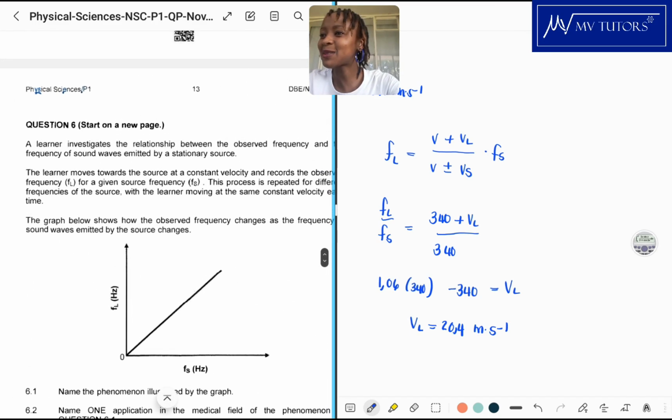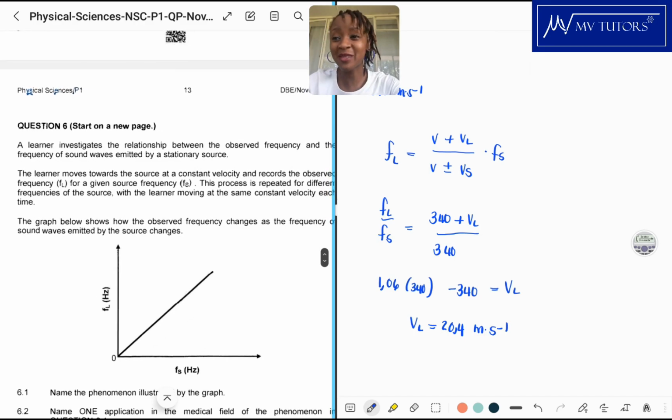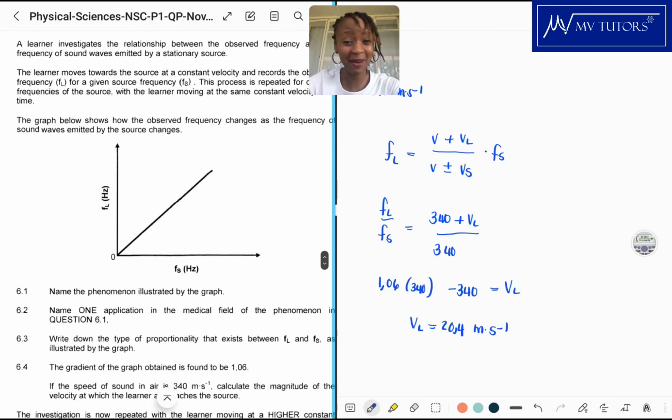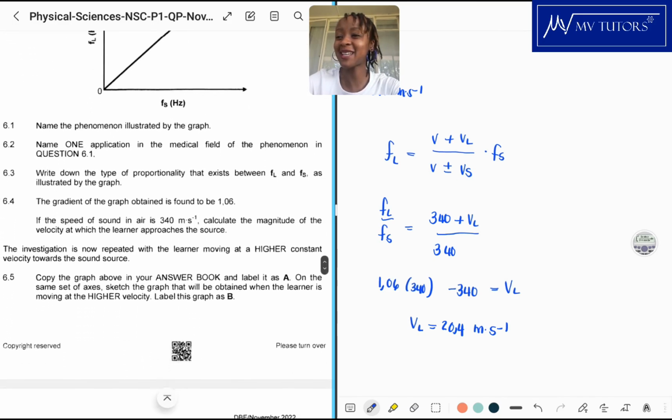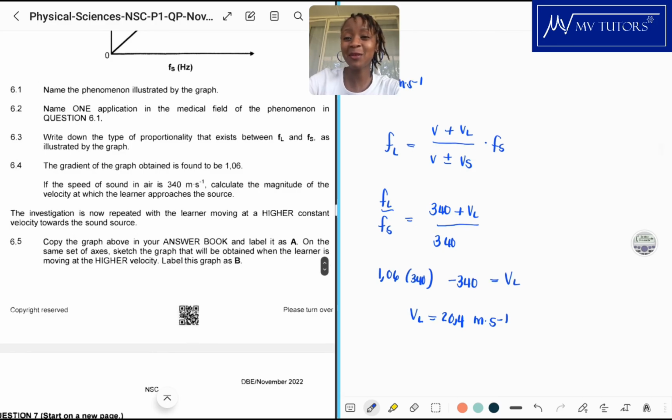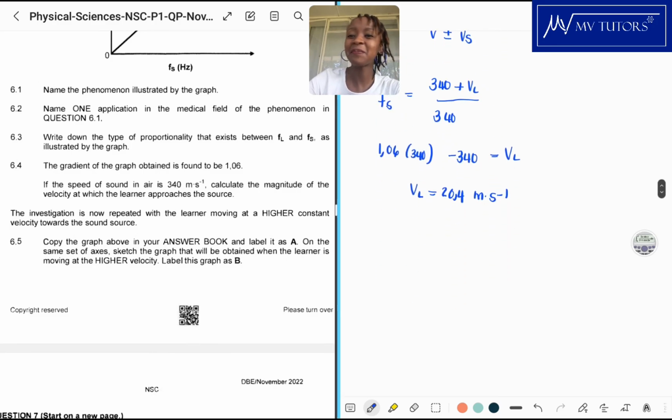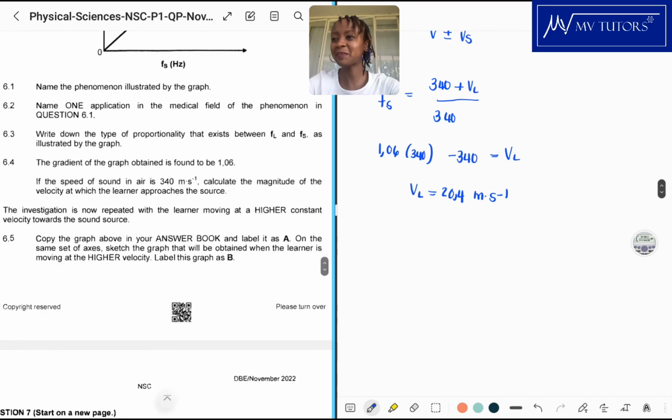Wait, what is this learner doing? The learner moves, but we don't know how they're moving. They could be in a car, on roller skates, or on a skateboard. But 20,4 meters per second is quite high. All right, anyway, moving on.